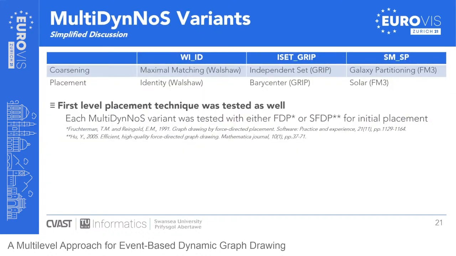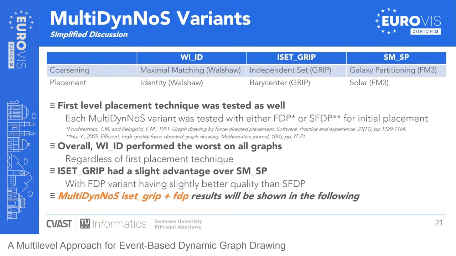First, let's discuss the multi-dynos variants' performance. We have three variants. The first one with the techniques for coarsening and placement from Walshaw, then GRIP, and finally FM Cube. We also tested the effect of the algorithm used for the first level placement. Overall, the Walshaw variant performed the worst on all graphs, regardless of the first placement technique. GRIP proved to have a slight advantage in terms of drawing quality over the others. While the full results are available in the paper, in the following slides we will show the results of the GRIP plus SFDP variant of multi-dynos.